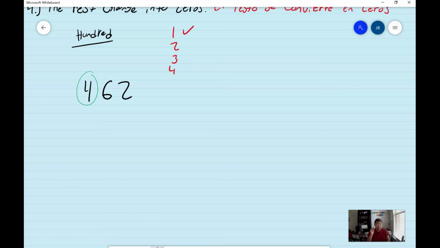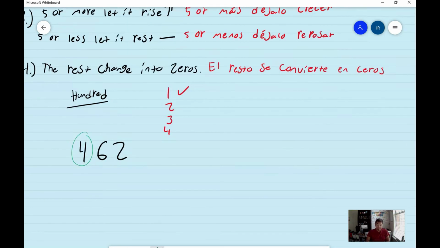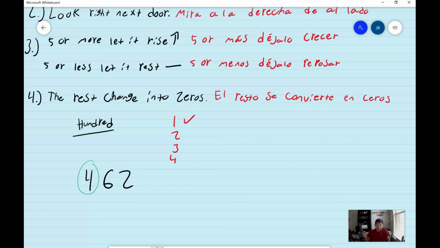El segundo paso dice que tenemos que mirar a la derecha del lado, okay? Ahora vamos a mirar al 6, okay? Now we're going to look at the 6, okay? Second step, done. Okay, tercer paso, third step.